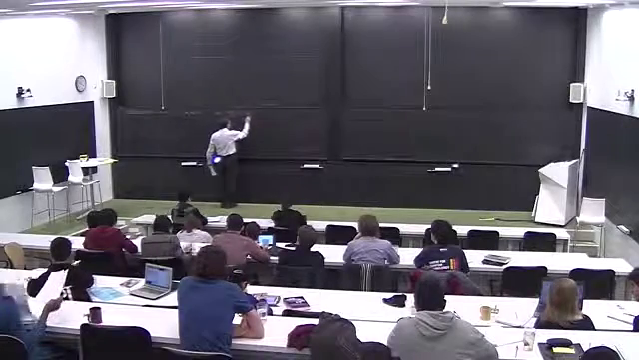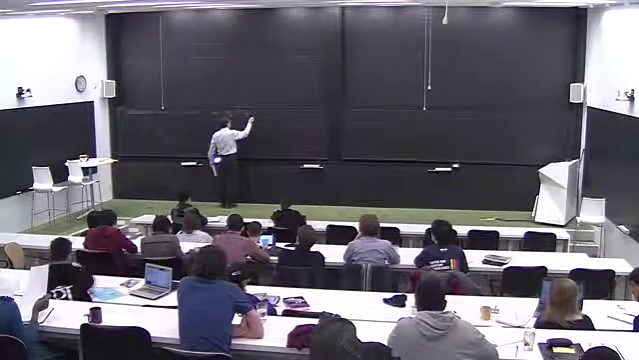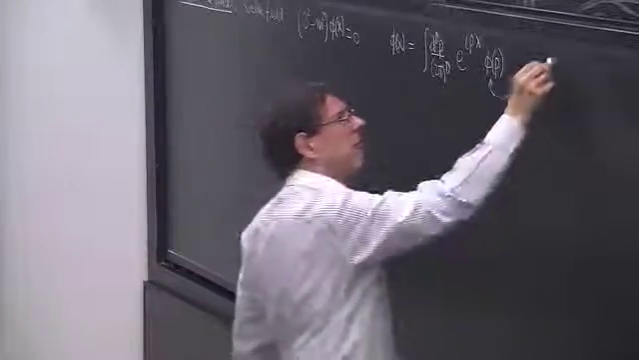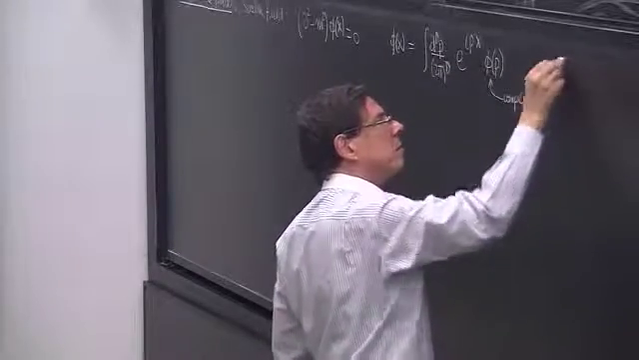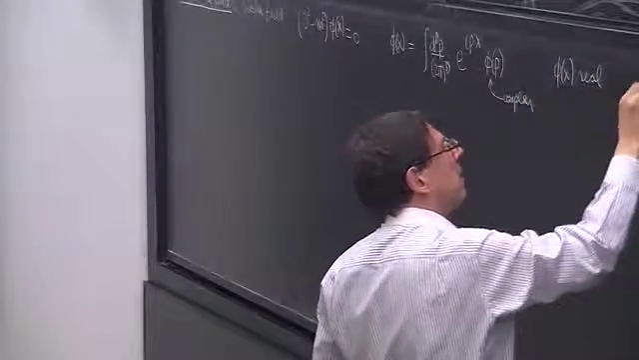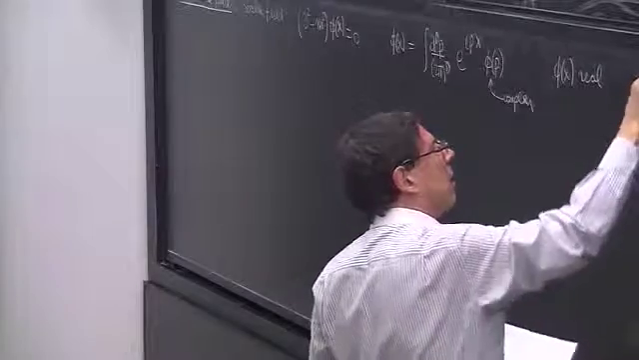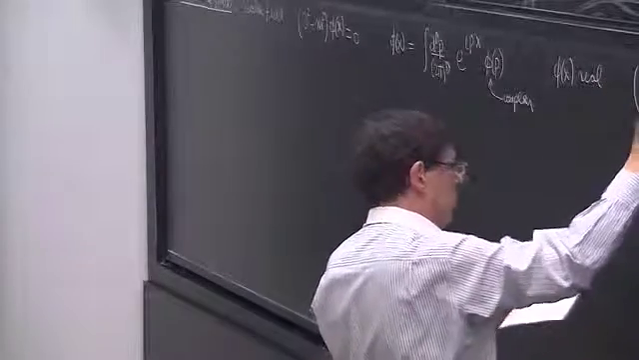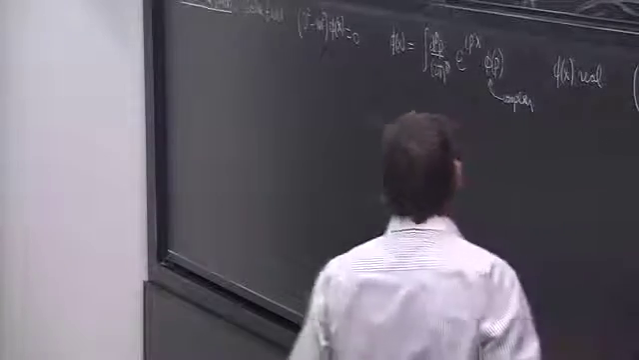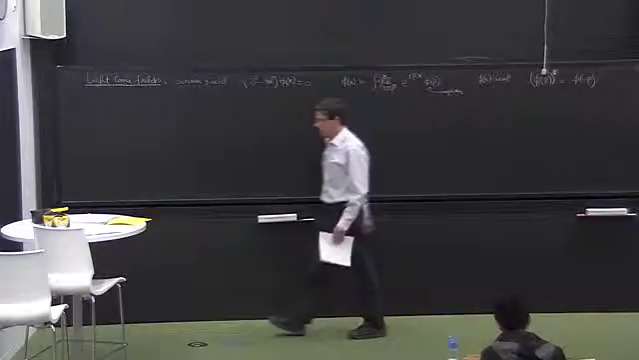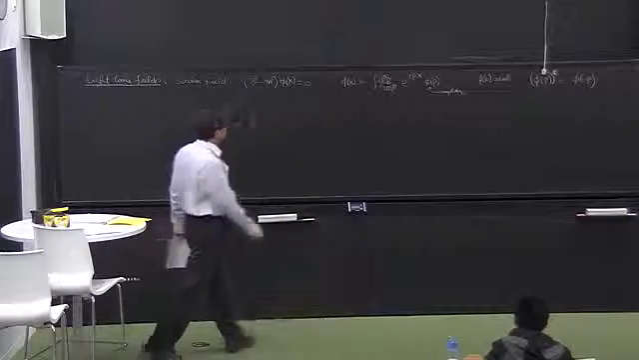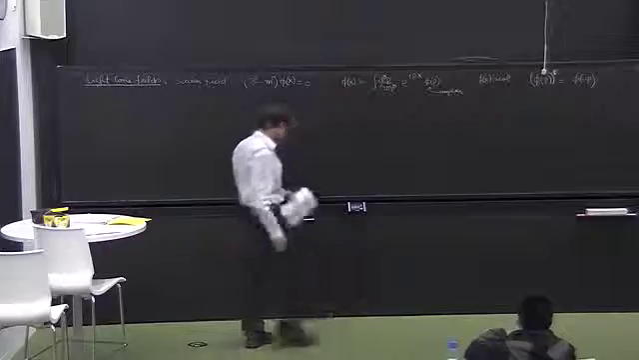This object is in general complex, and the reality condition, φ real, implies that φ(p) star, the complex conjugate of φ(p), is equal to φ(−p). That's something you prove with the definition of the Fourier transform. So the condition that this is real implies something for φ.